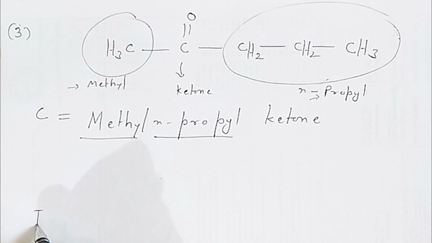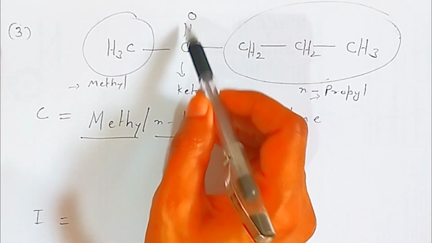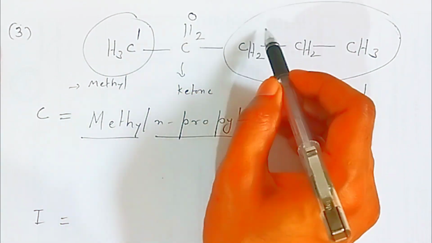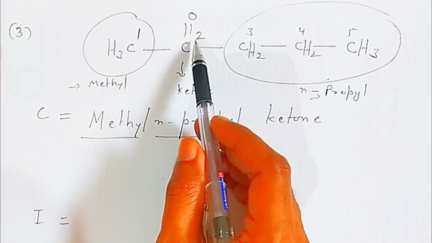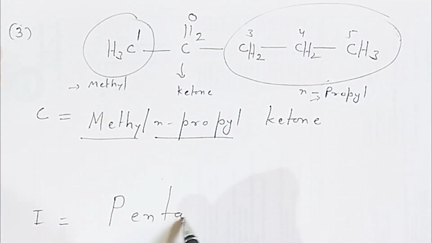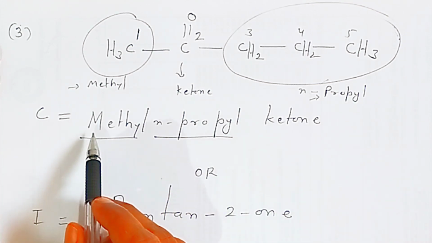Now what will be the IUPAC name, students? You have to start numbering so that the carbonyl number comes lower. This is carbon number 1, carbon number 2, 3, 4 and 5. So total 5 carbon. At carbon number 2 you have the carbonyl group. So this is called pentan-2-one. So pentan-2-one is nothing but methyl n-propyl ketone.